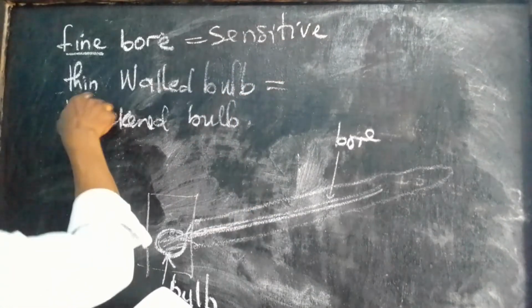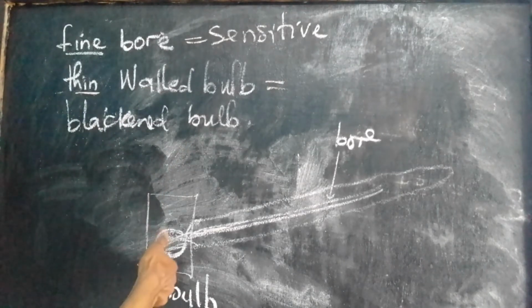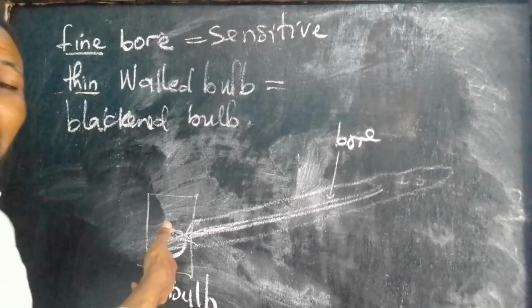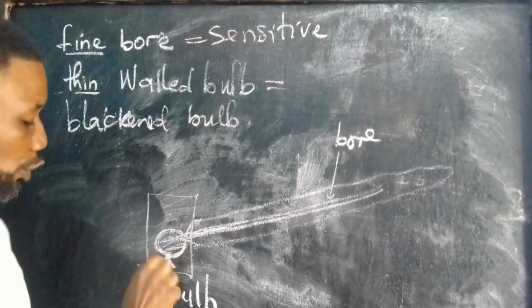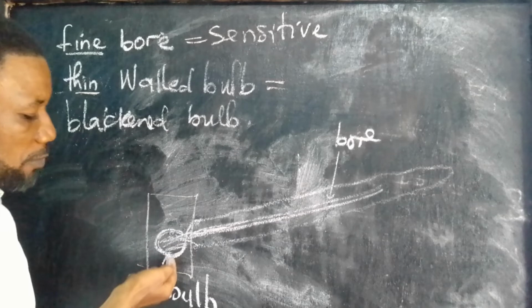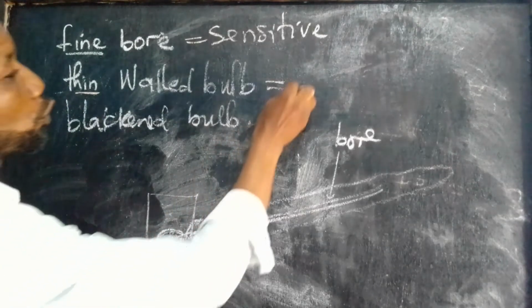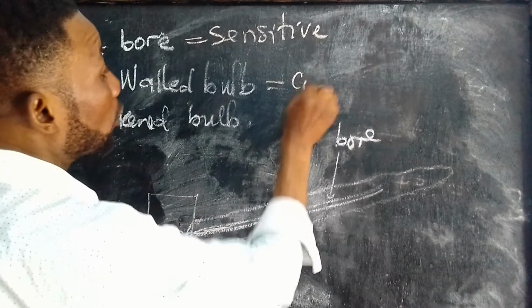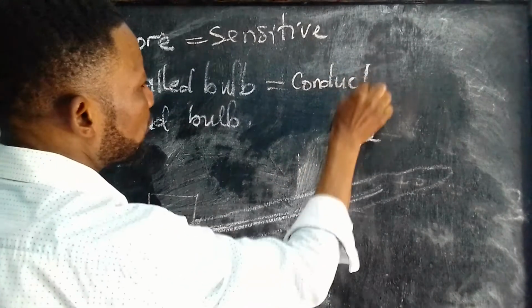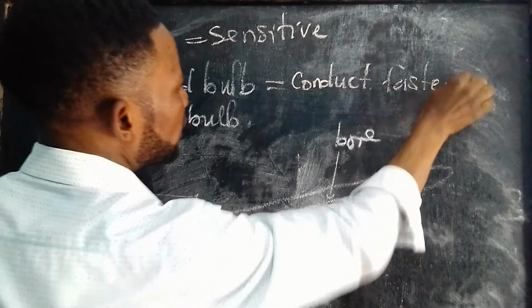Then why is this bulb thin? It is thin so that it can absorb heat rapidly. It should not store much heat. If it was thick, it would store some heat before it could even heat up the mercury in here. So it should conduct heat faster.